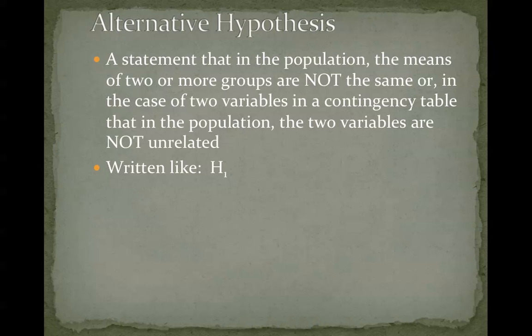So if the null hypothesis is that there is no relationship between homelessness and education, the alternative hypothesis is that there is a relationship between homelessness and education, or that homelessness and education are not unrelated, so they are related. So what we're doing in science is trying to disprove the null hypothesis and accept the alternative, or in other words, we're trying to show that the relationship we think is there is in fact there.